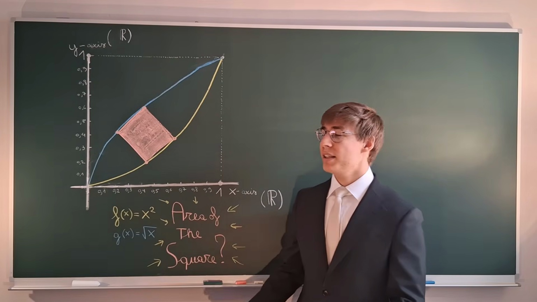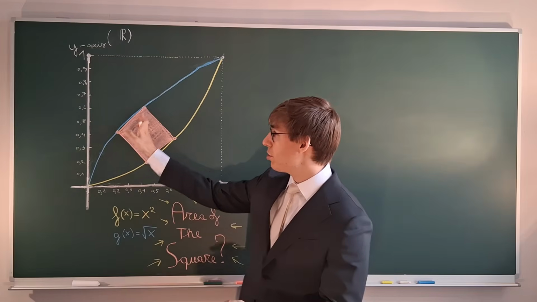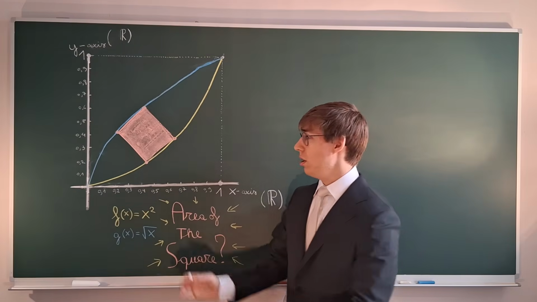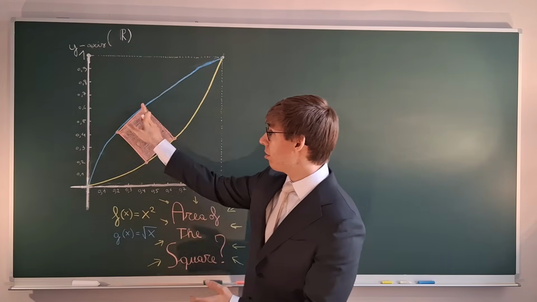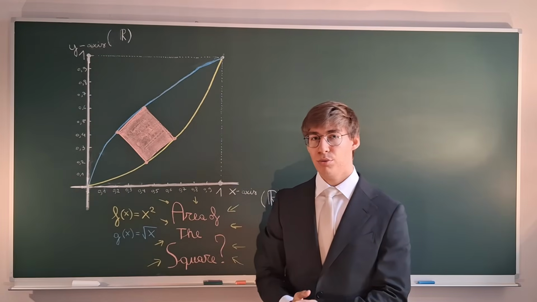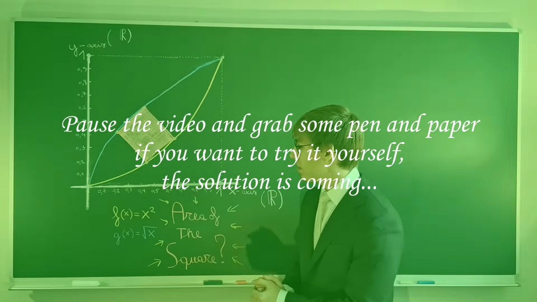And the problem states that there is a square that lies exactly between these two functions. So we mean that all the points, all the corners are on these two functions. So let's solve this.